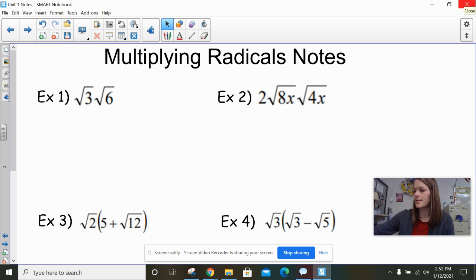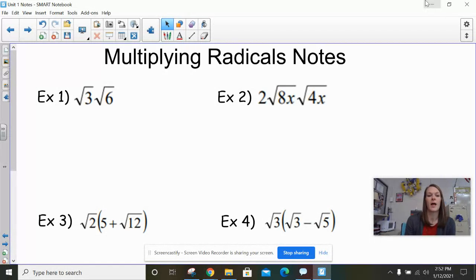All right, so let's look at multiplying radicals. Yesterday's assignment was just simplifying, adding, and subtracting with radicals. And so now we have multiplication with radicals. Your first step, no matter what, is you don't want to simplify first, because you're going to have to simplify again. You want to just multiply.